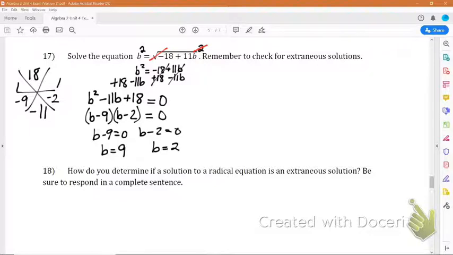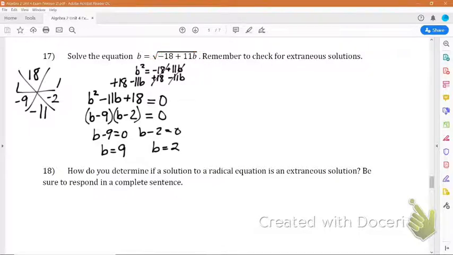Now check them. If you check these, just for time's sake, these should both work. Now when I check them, which problem do I put them in? You go all the way back to the original. So go back all the way to the typed problem. So get rid of all of this.